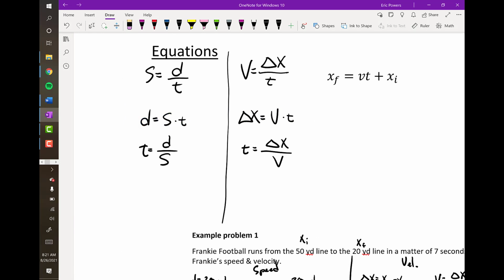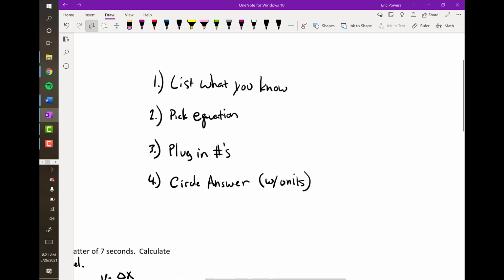Okay, now we didn't do all of these different equations examples, but the process is the same. All right, you identify what you have, figure out what it's asking to solve for, and pick an equation that will allow you to solve for that. Write it down, plug in the numbers, circle your answer. Those are the 4 steps that are critical.